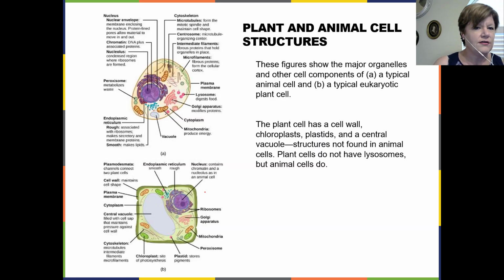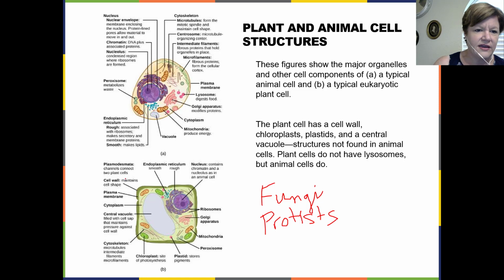Now, what about the eukaryotes? In this course, we're going to talk about plants and animals. Of course, you have the fungi, but we don't talk much about fungi. And we will talk a little bit, even in this chapter, about the protists. But in terms of being able to identify structures from a diagram, you're going to have to know the plant and the animal.